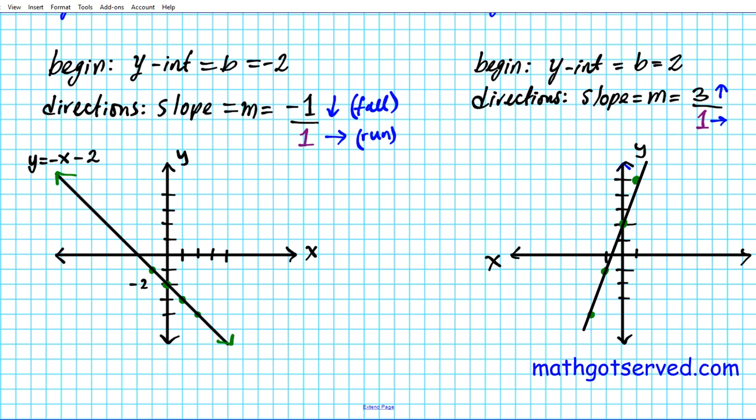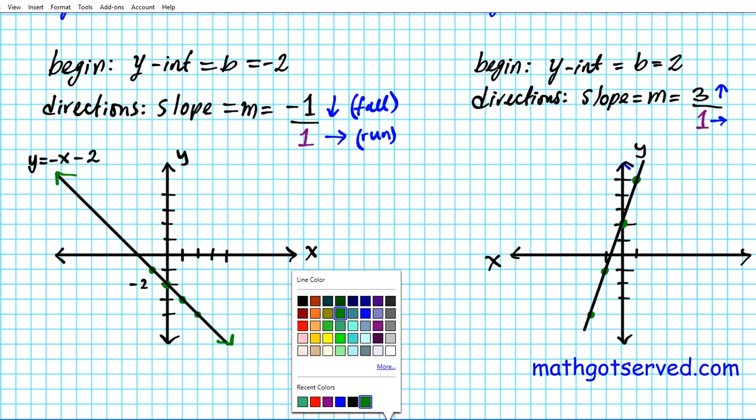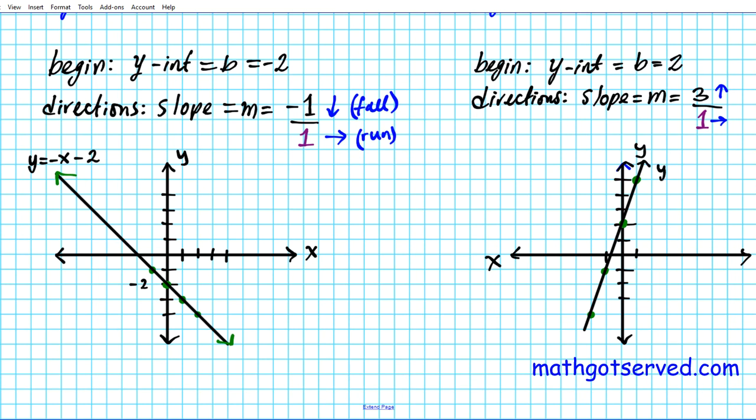All right, so there goes the line of the equation y equals 3x plus 2. All right, let's put the name of the line there. So this is y equals 3x plus 2. And then our y-intercept is 2, and our slope is 3.